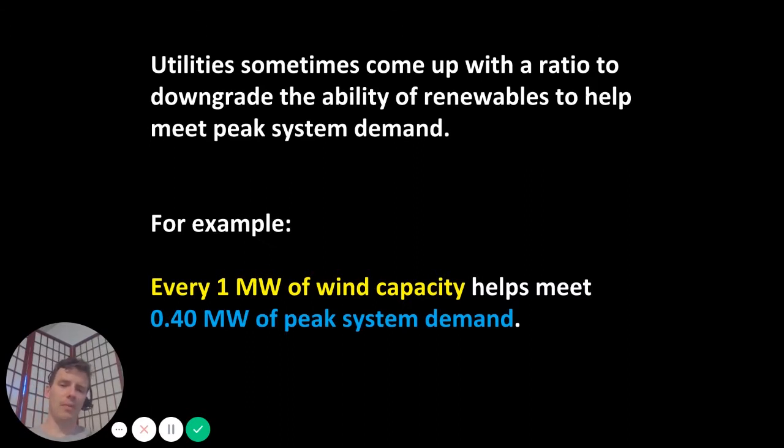For example, a utility might say for every 1 megawatt of wind power capacity added, it helps meet 0.4 megawatts of peak system demand. And what that means is that you would have to add a lot more wind power capacity than you would natural gas generation if you were trying to meet peak system demand.